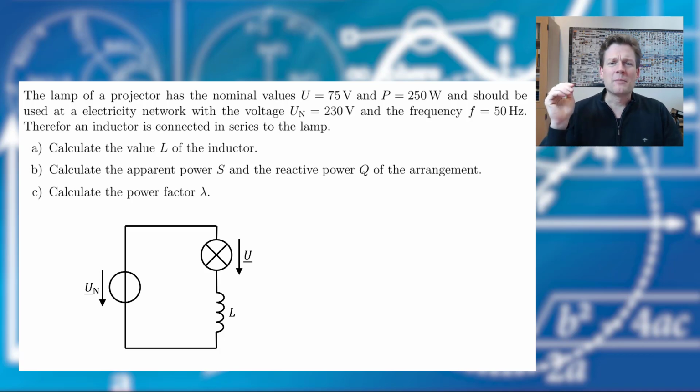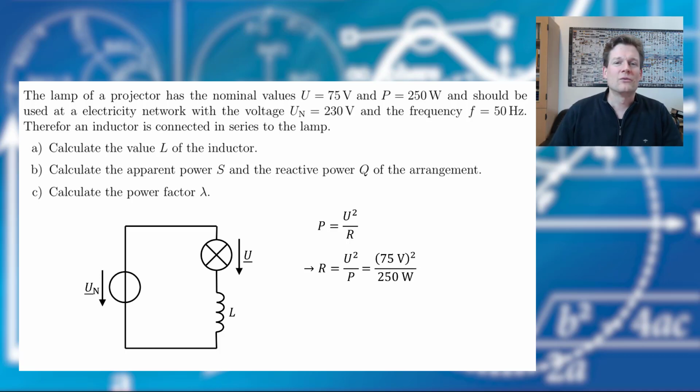Okay, the lamp has a nominal voltage of 75 volts and a power consumption of 250 watts. Let's model it to be a resistor and therefore let's calculate its resistance in the first place. So we know the power can be calculated by voltage squared divided by R, and therefore the resistance of our lamp can be calculated like this with the values given, and that leads us to a resistance of 22.5 ohms.